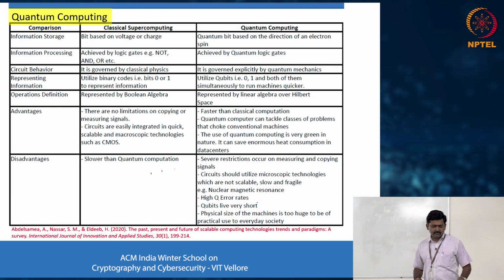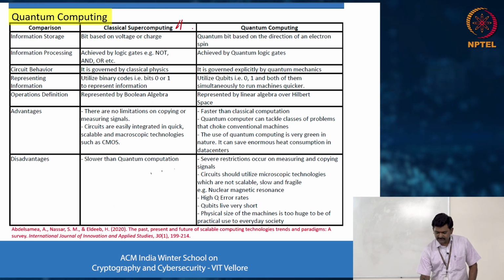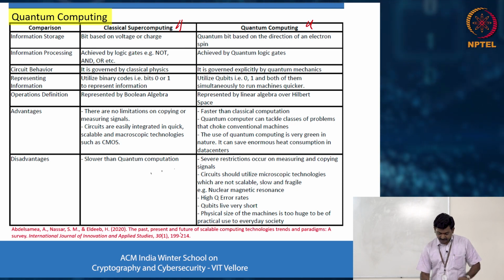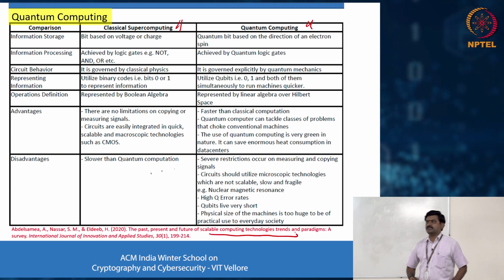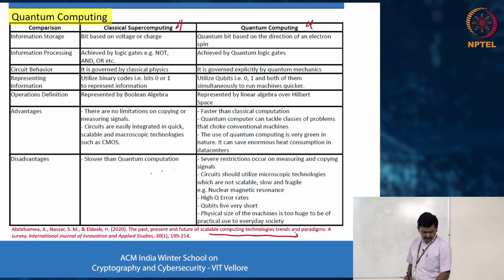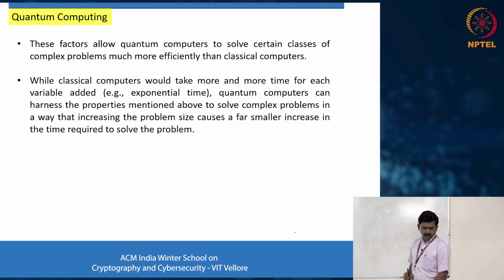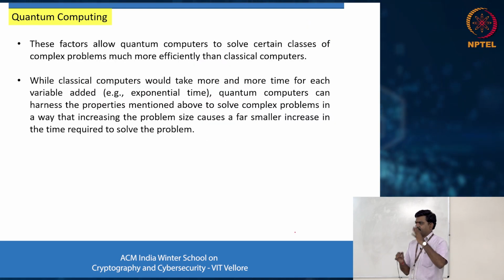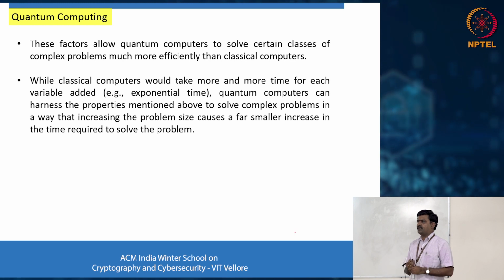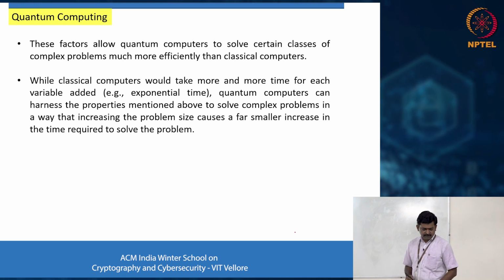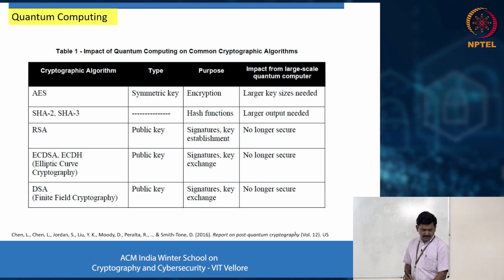So there is a quick comparison between the classical computers as well as quantum computers. Please look at this particular reference, the past, present, future of scalable computing technologies. There is a very good article in that. There is a quick reference difference between the classical and quantum. Now, we have given a very broad overview of quantum. Now, how is it influencing cryptography?